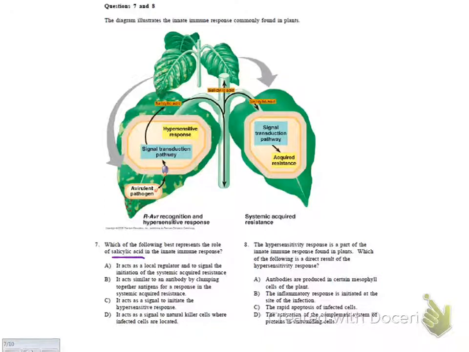It acts as a local regulator to signal initiation of the systemic acquired resistance. So you should have known systemic acquired resistance there. And those other things are just false. So the correct answer is A. On 8, the hypersensitivity response, that's where the plant can cut off part of its body to prevent the pathogen from getting any further. Correct answer on 8 is C, the rapid apoptosis. Apoptosis is programmed cell death. So you may not have known that one.